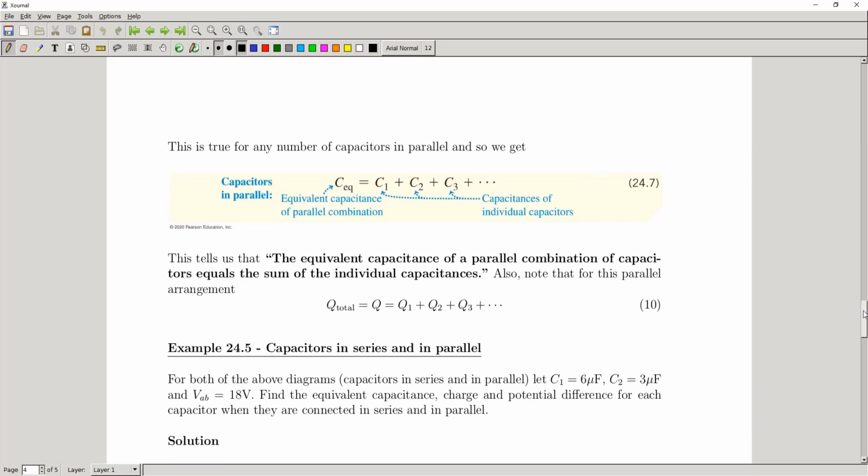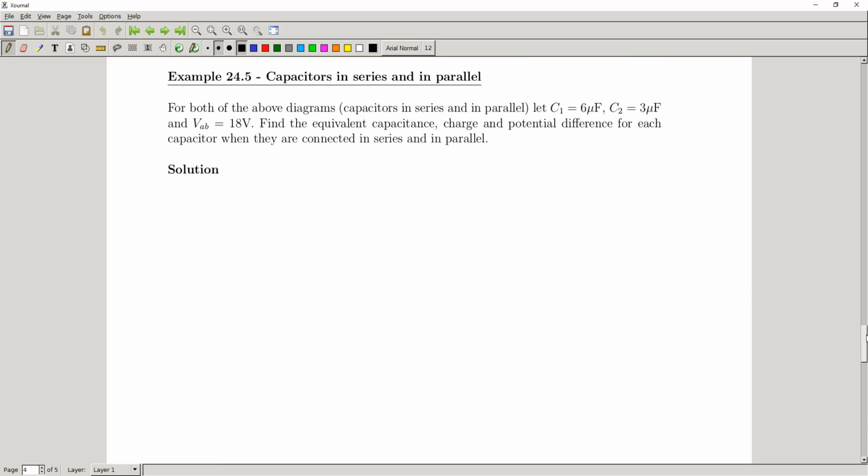A lot of this stuff sounds a little bit worse when we're just talking about it, but the actual calculations for stuff like this end up being not too bad at all, as long as we do it in a systematic way. So let's do some examples here. This first example is 24.5 from the text. We're looking at capacitors in series and in parallel, and so we're basically going to be looking at both of the diagrams we had above.